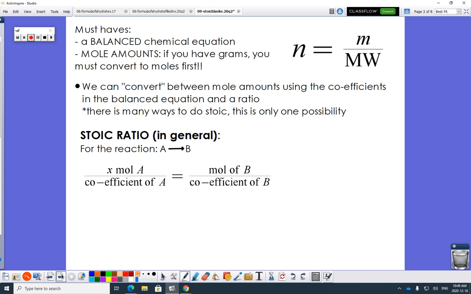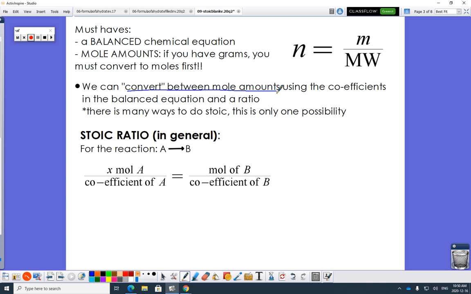And then this is just in case you forget, if you're given grams, change it into moles first. So you can see now that we've done that basically in every topic since moles. Empirical formula, formula of a hydrate, now this, grams, moles, okay? And then we are going to convert between mole amounts. So again, only moles, using the coefficients in the balanced equation.